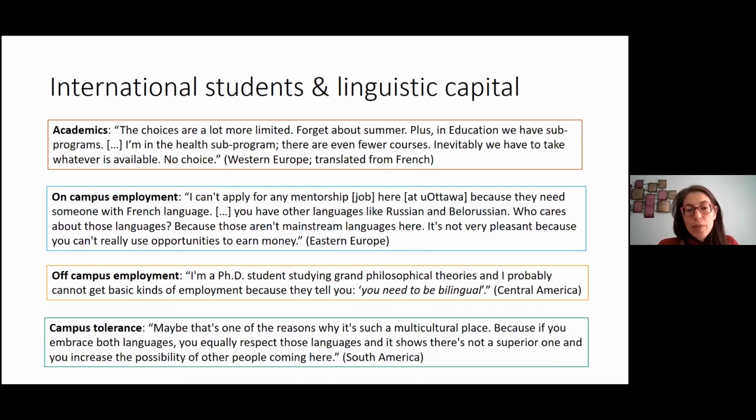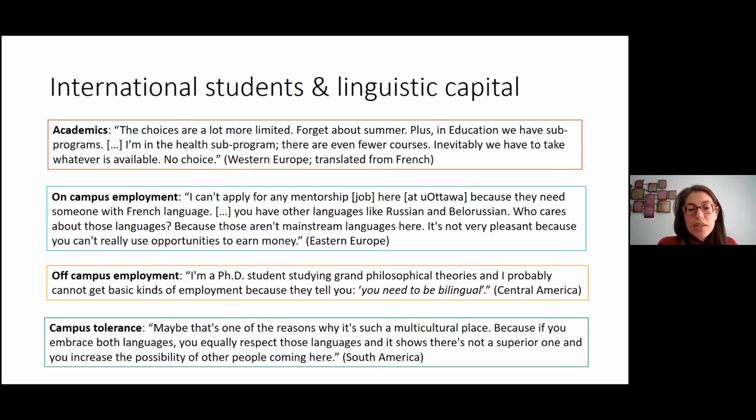Now, off-campus employment was also an interesting situation. And again, the English-speaking students experienced more barriers because they weren't meeting the bilingual requirements of the labor market in Ottawa, particularly in the service sector. So one participant told us, "I'm a PhD student studying these grand philosophical theories, but I can't get basic employment in retail because I'm not bilingual." And he felt it was ridiculous. But in terms of occupation, those students who were studying in STEM told us that actually bilingualism was not an issue because in the STEM field, English was the main language.